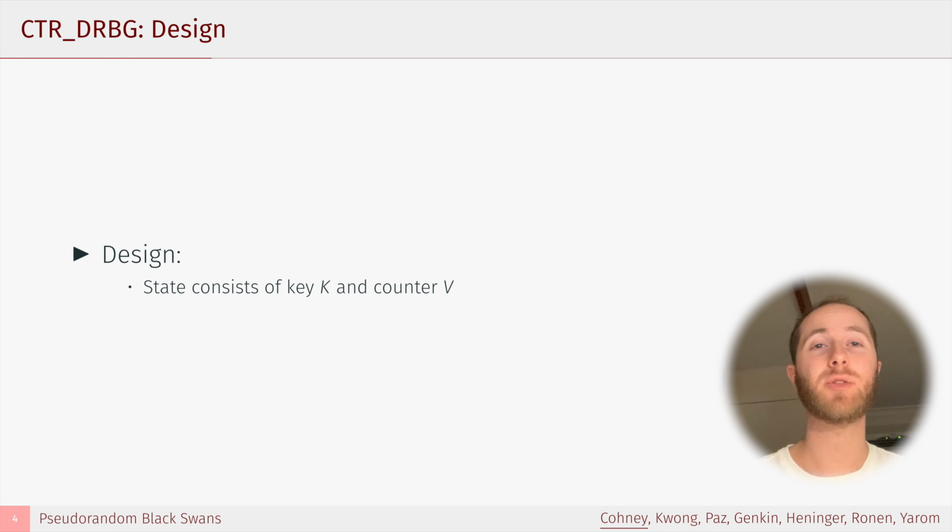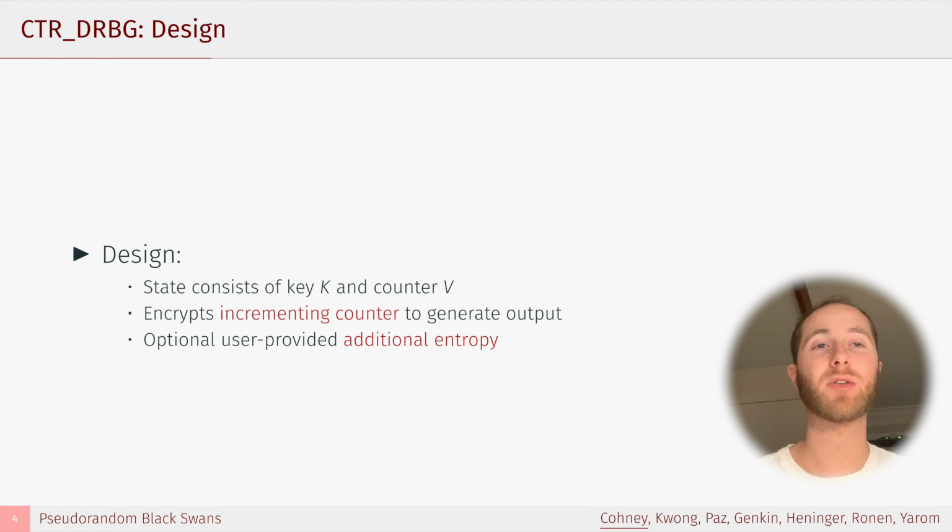Counter-DRBG's design includes state, which is composed of a key K and a counter V. The broad mechanic of the design revolves around incrementing the counter, which the algorithm then encrypts with the block cipher, taking the ciphertext as the output of the RNG. The standard includes an option for the user or the implementer of the RNG to provide additional entropy, which is encrypted along with the counter in order to provide protection against state compromise.